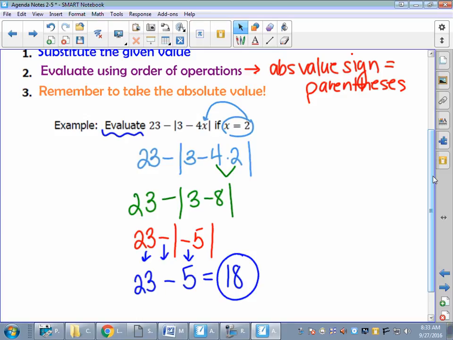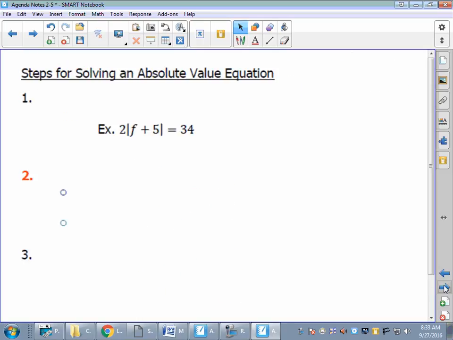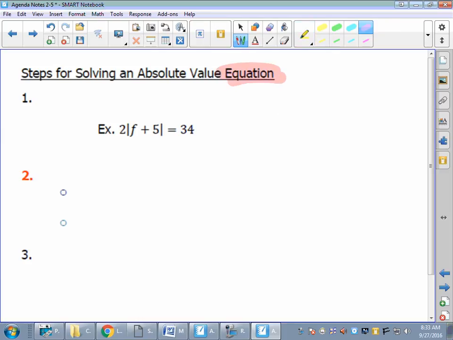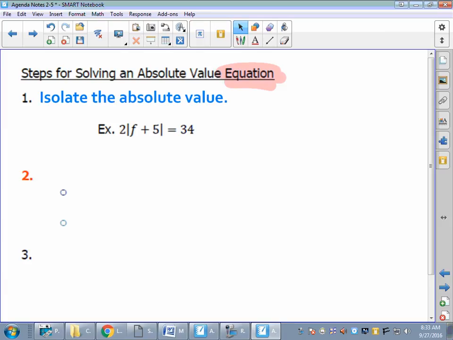So that's evaluating. Check the directions. Evaluate is when we're going to substitute and do some math. Now we're going to solve an equation. Solving an equation means we're going to get x equal to 12 or something like that. So our first thing we're going to do is isolate the absolute value if we need to. I'm going to do this problem over on the side because it's a good example: 2 times the absolute value of f plus 5 equals 34.